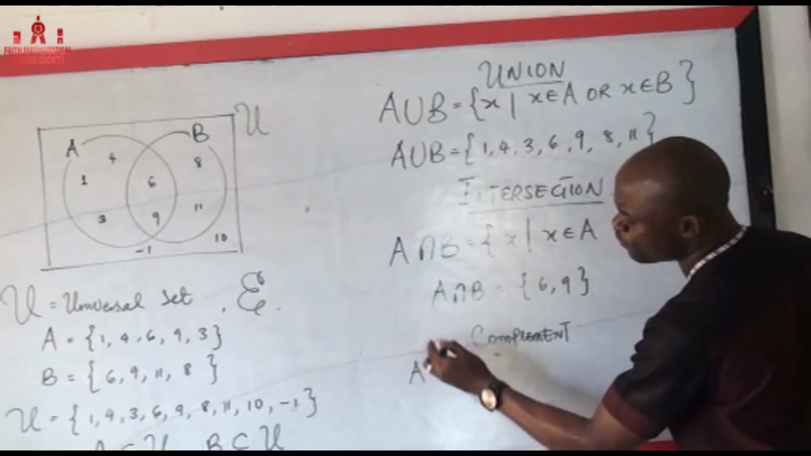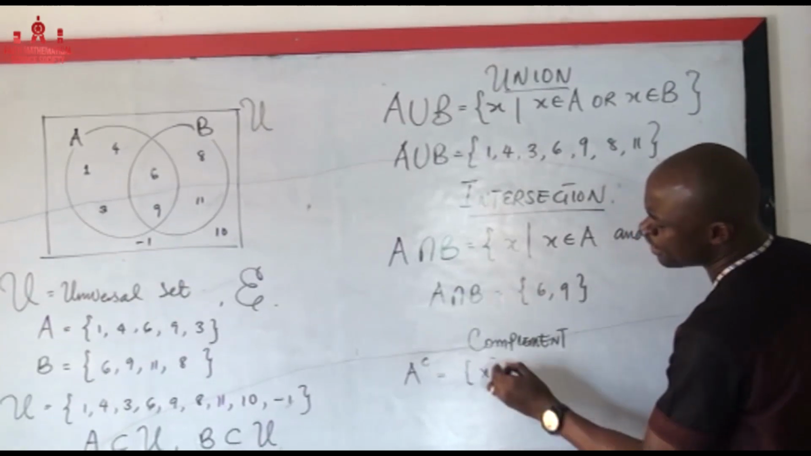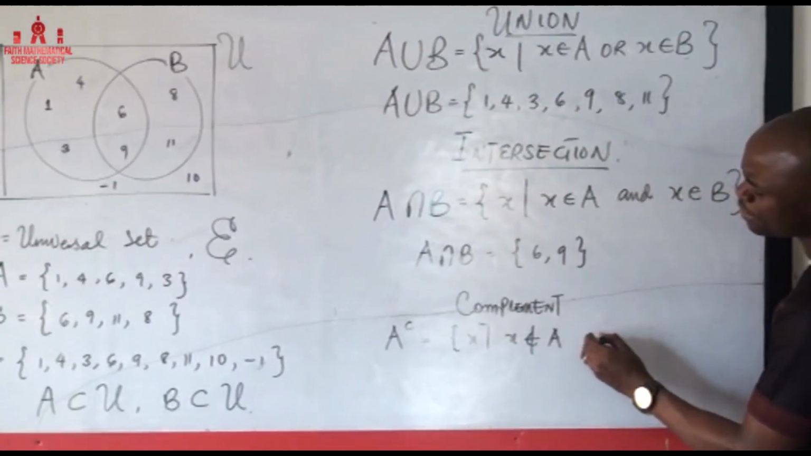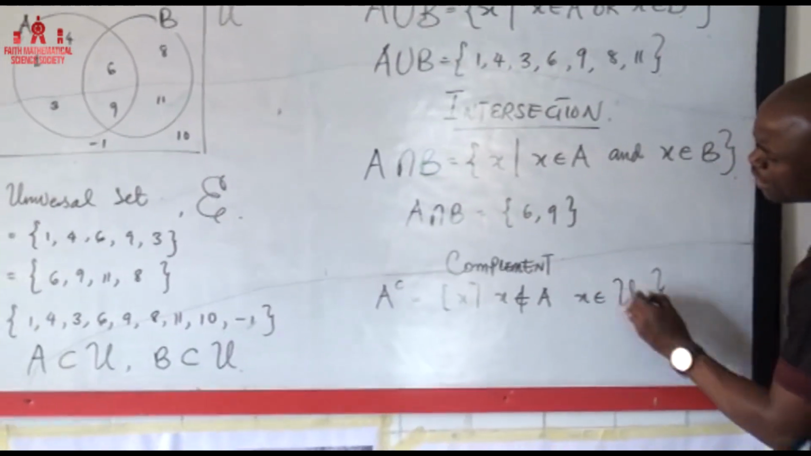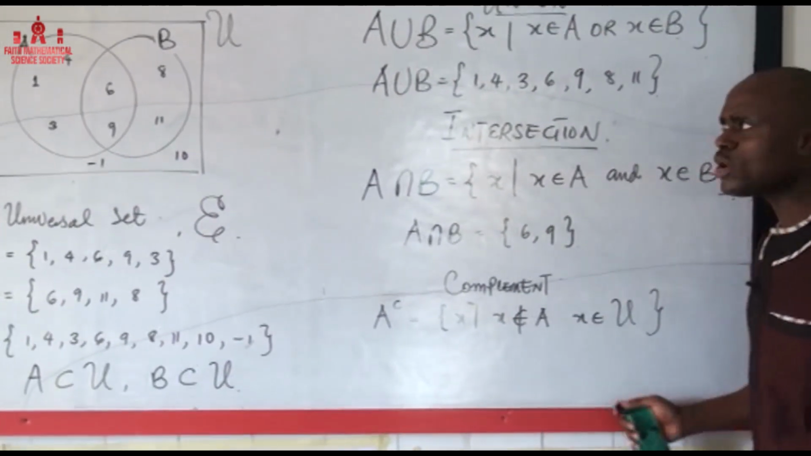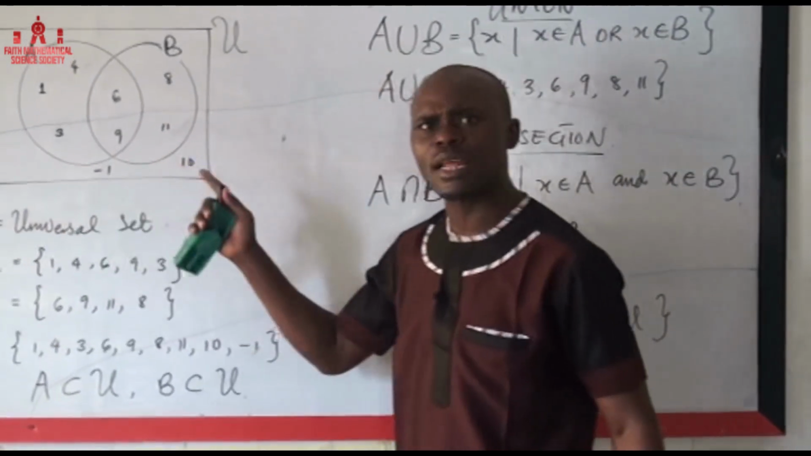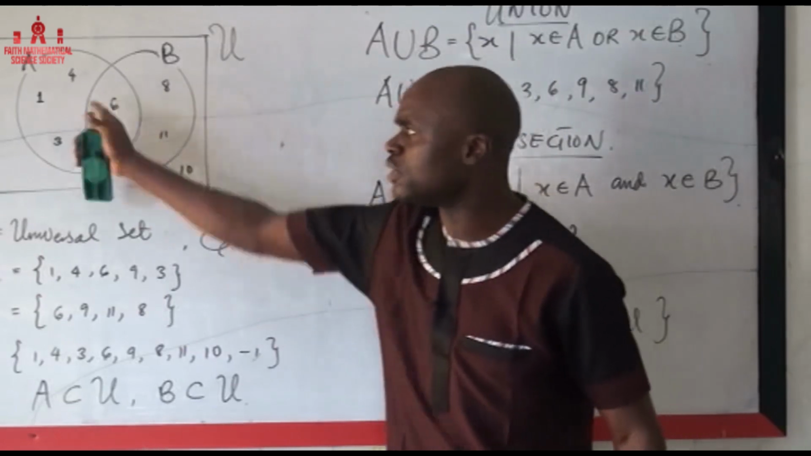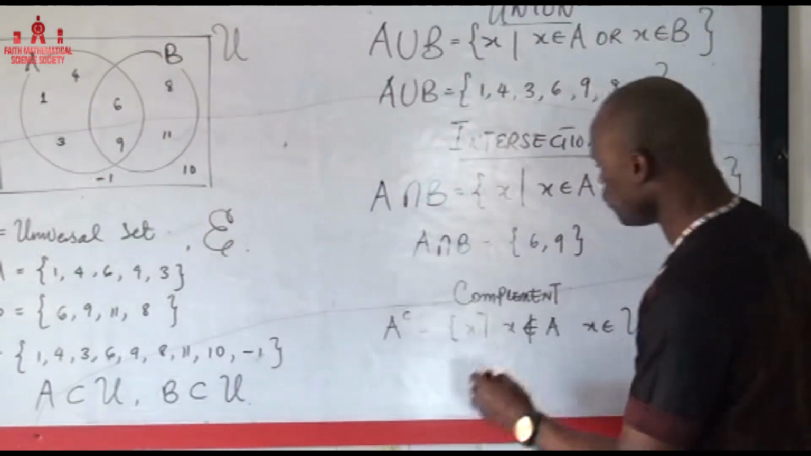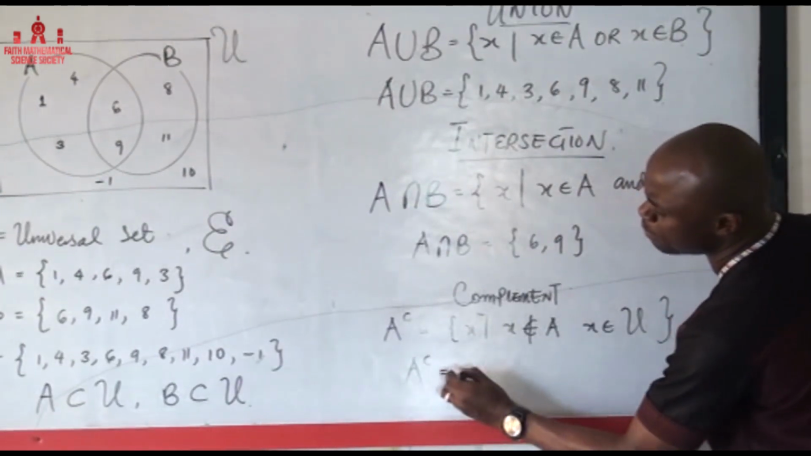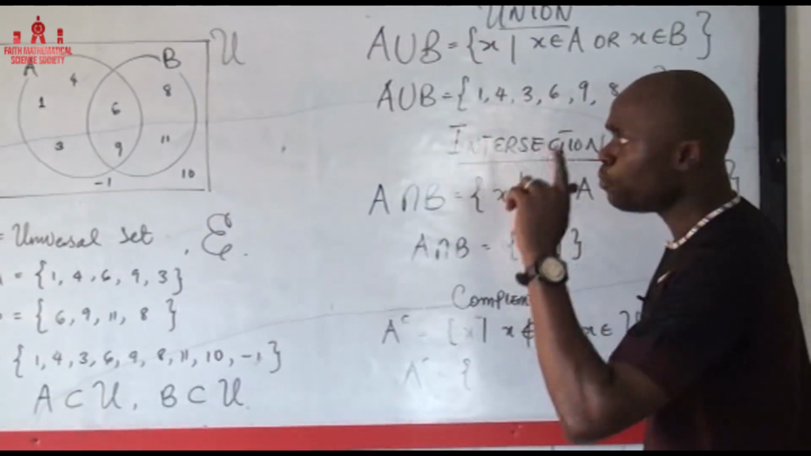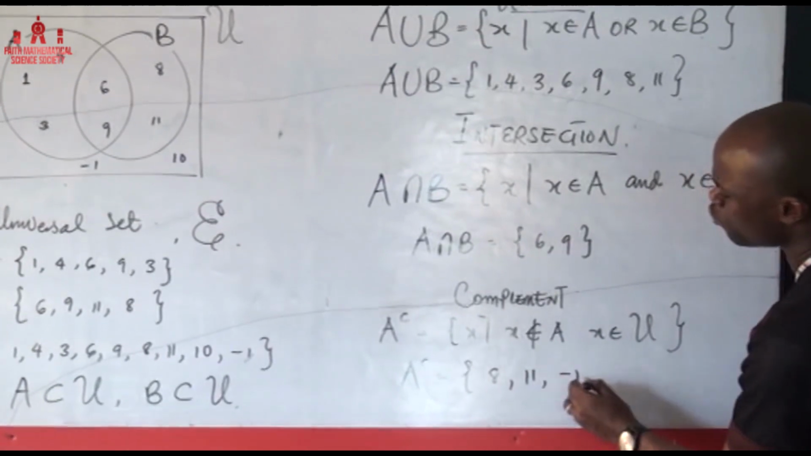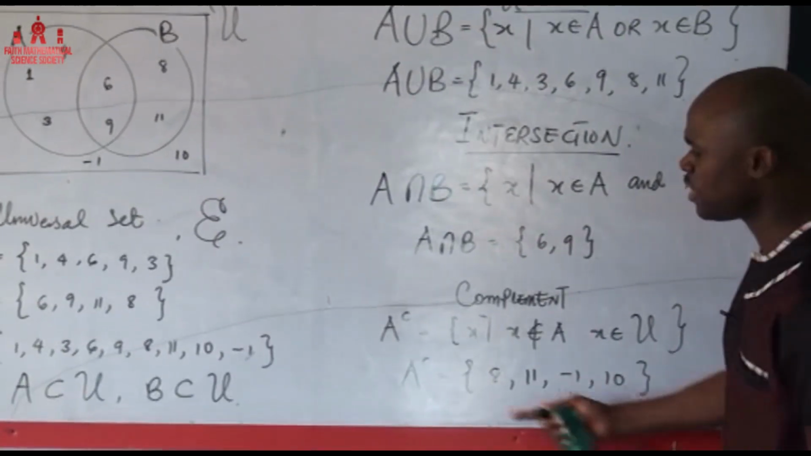The complement of A is simply those elements such that the elements are not found in A, but the elements are in the universal set. I know you can start thinking of those elements. What are the elements that are not in A? The elements that are not in A are 8, 11, minus 1, and 10. Those elements are not in A, but they are in the universal set. So A complement is simply those elements that are not in A, but in the universal set. Can we list them once again? 8, 11, minus 1, and 10. That is what we refer to as A complement.